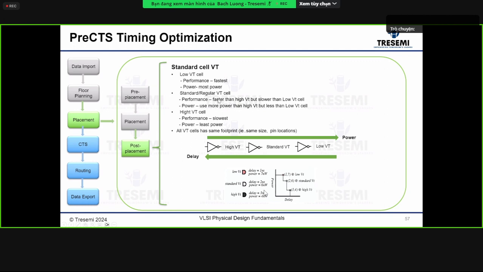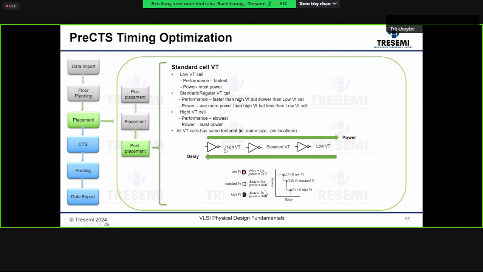A regular VT is slower than the low VT, but faster than high VT. So it's kind of in between. It's more balanced between the two. And there's the high VT cell, which is the slowest. It switches the slowest, but also uses the least power.